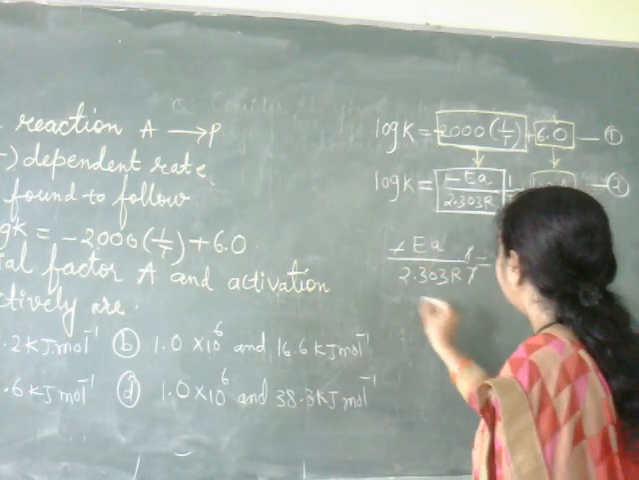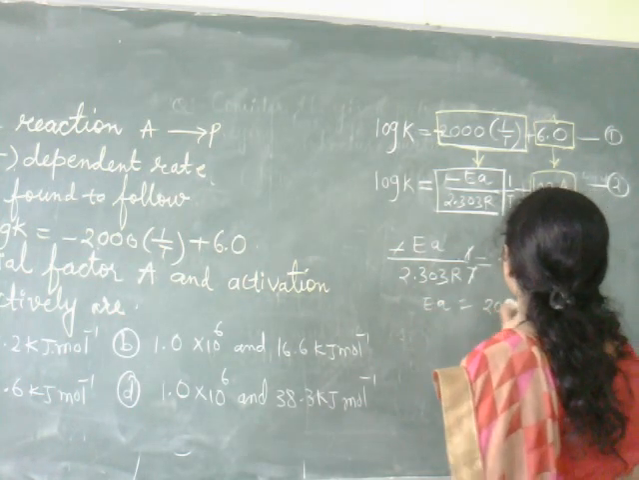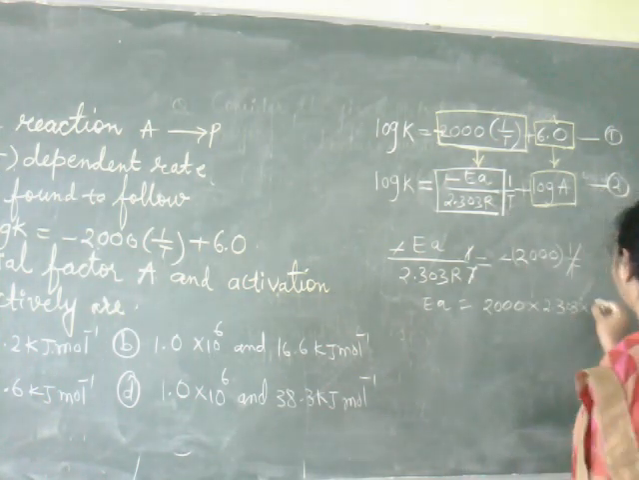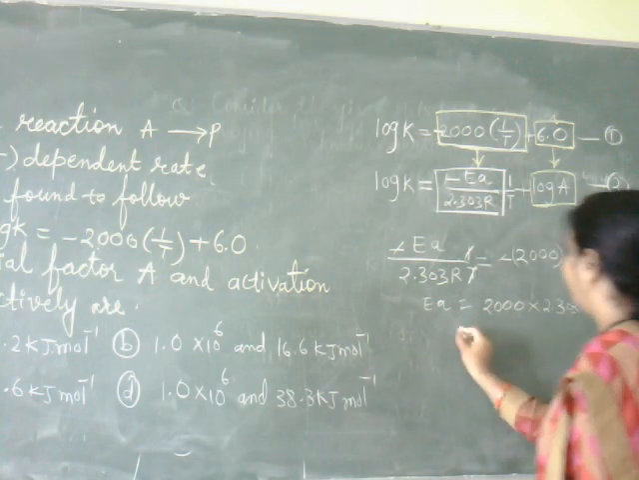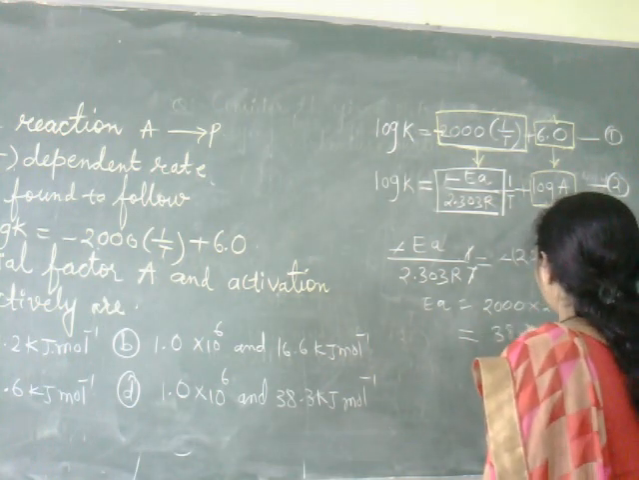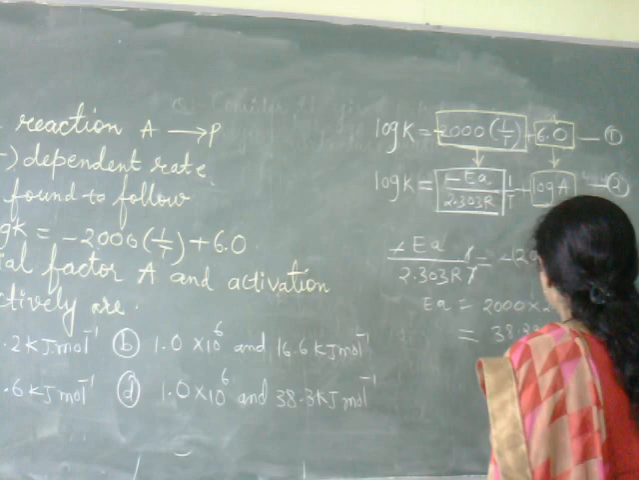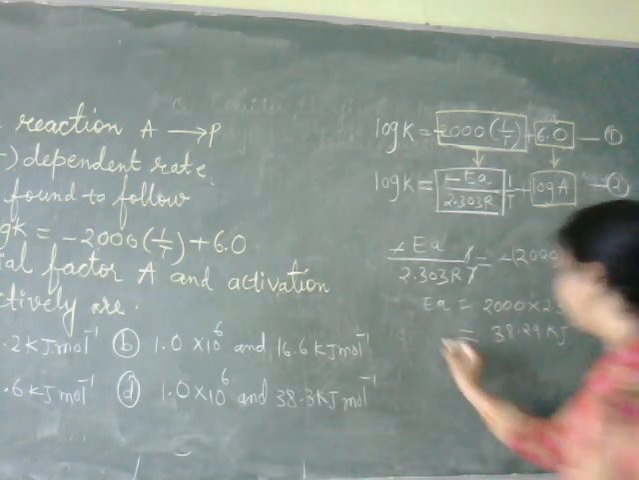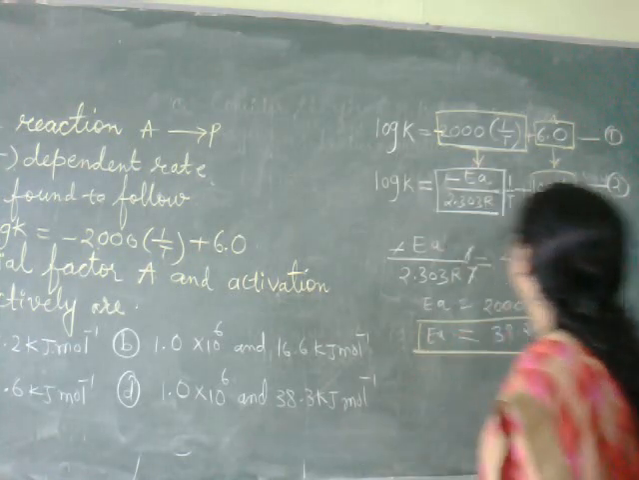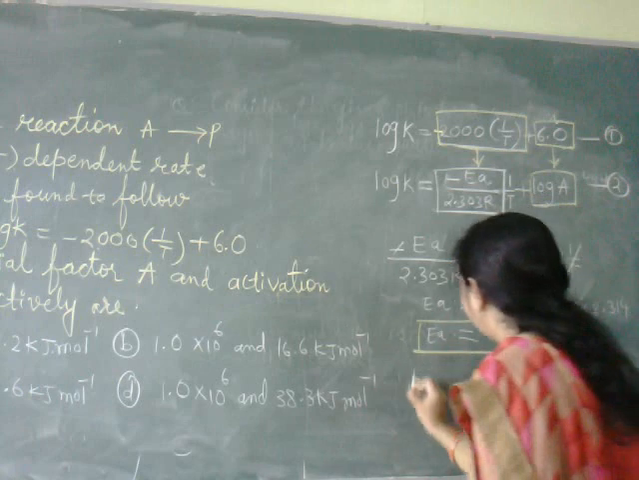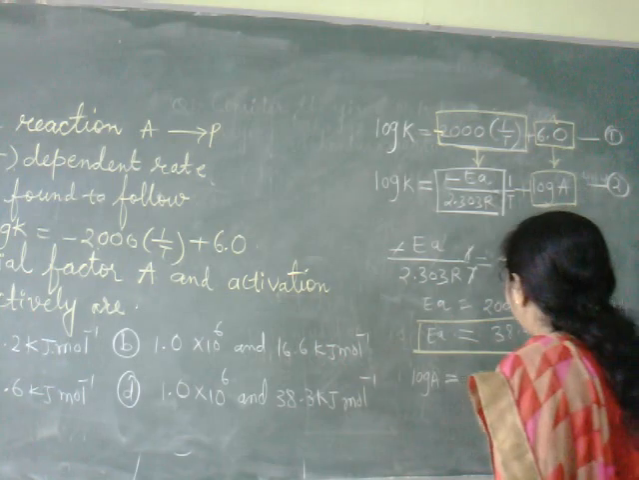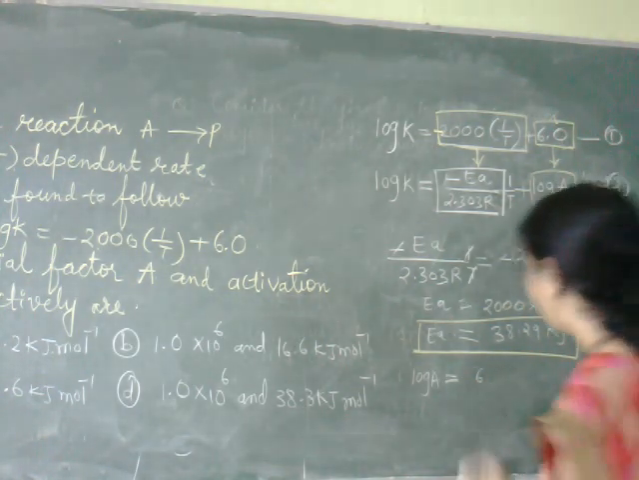What we will get? Minus minus sign cancel. So Ea is equal to 2000 into 2.303 into R value is what? 8.314. So after multiplication we will get here 38.29 kilojoule. This Ea we got here. What we got here? Ea value. This one. Okay. Now next is log A. Compare this one now. Log A is equal to what we have here? 6. Okay. Log A is equal to 6.